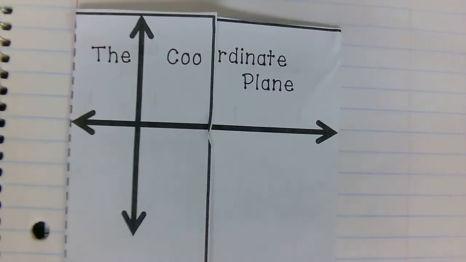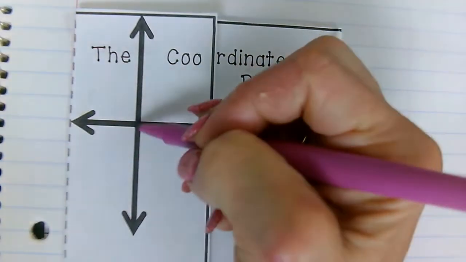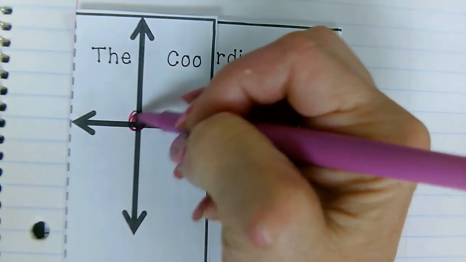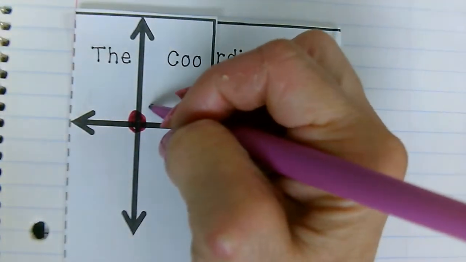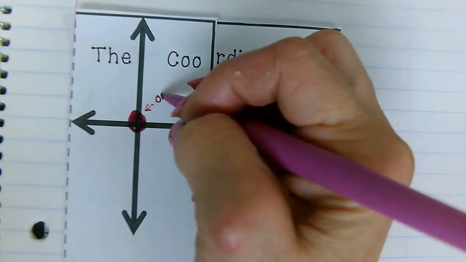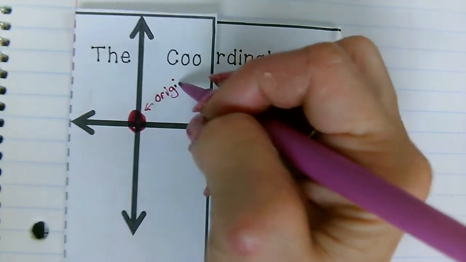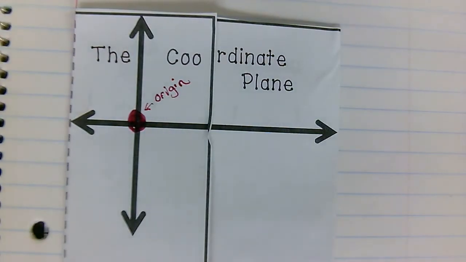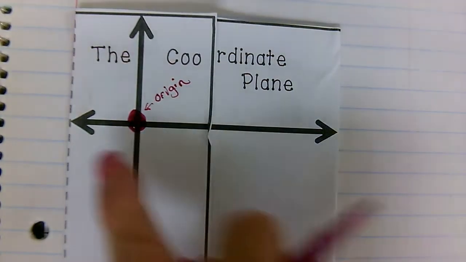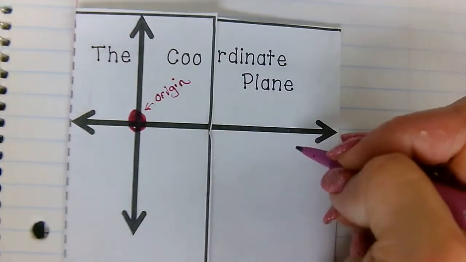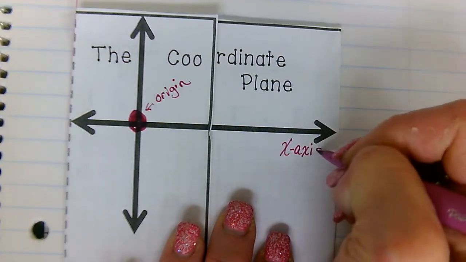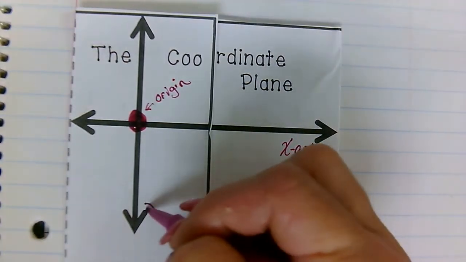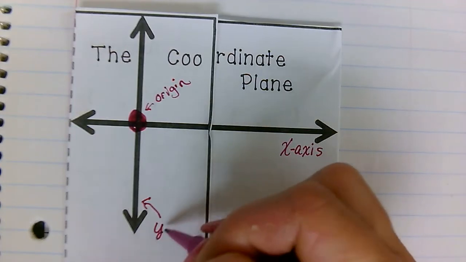First, let's start with labeling some important information. Put a bubble colored in right here. We're going to label this as the origin. Alright? And then the line that goes across horizontally is known as the x-axis. And the line here that is vertical is known as the y-axis.